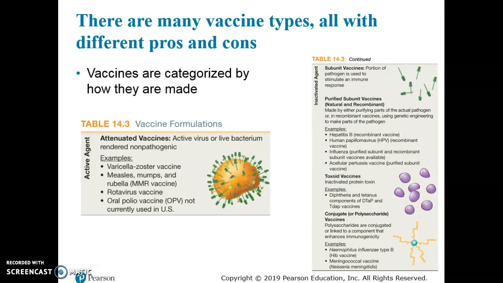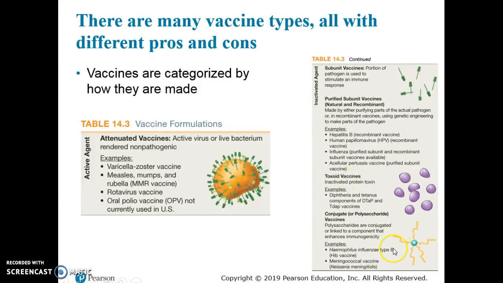So there are different kinds of vaccines. I mentioned that just a few slides ago, the attenuated vaccines: active virus or live bacteria that has been rendered non-pathogenic. We've got some examples here. And then the subunit vaccines, where a portion of the pathogen is used. This could be a surface protein. Purified subunit vaccines use a purified part of the pathogen. Some examples, and toxoid vaccines.